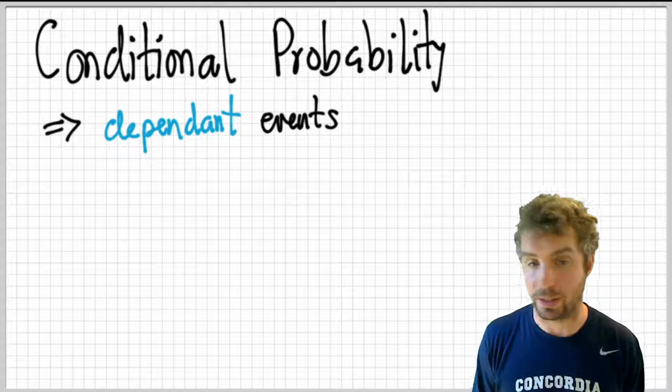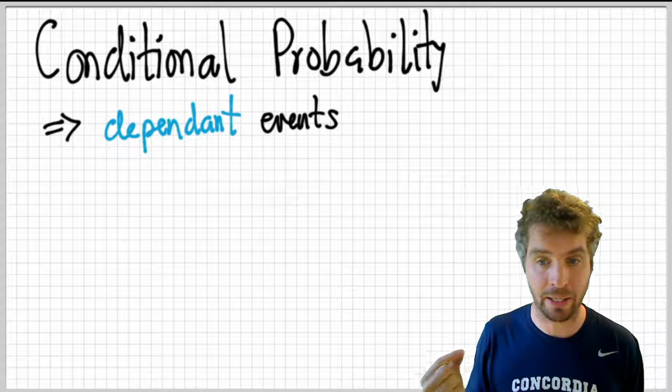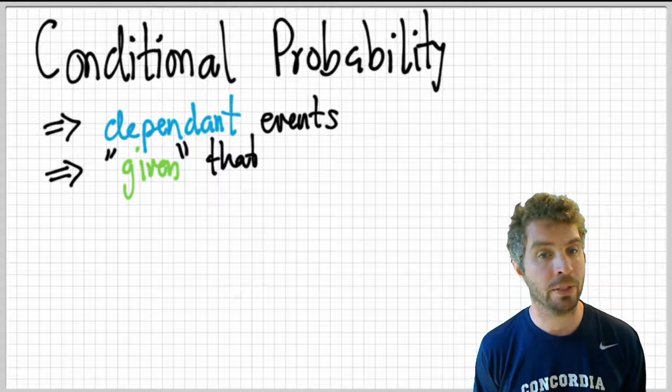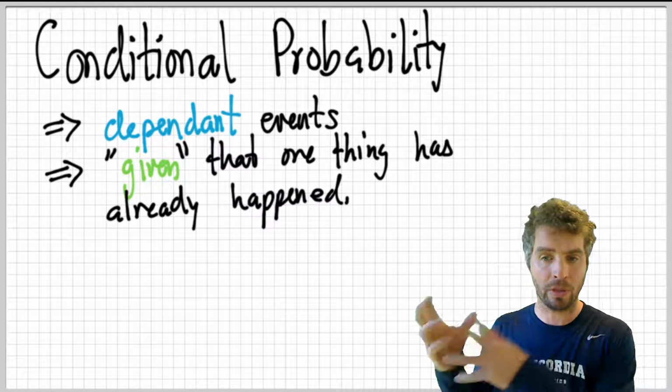Conditional probability, like I just said, is a thing that we talk about with dependent events. So if you need to review that, go back to my last video. And there is a language that we use, and we use the word given. So it's like given that one thing has already happened.